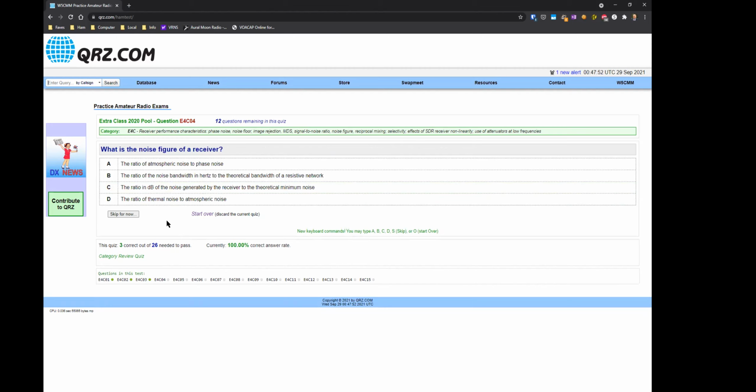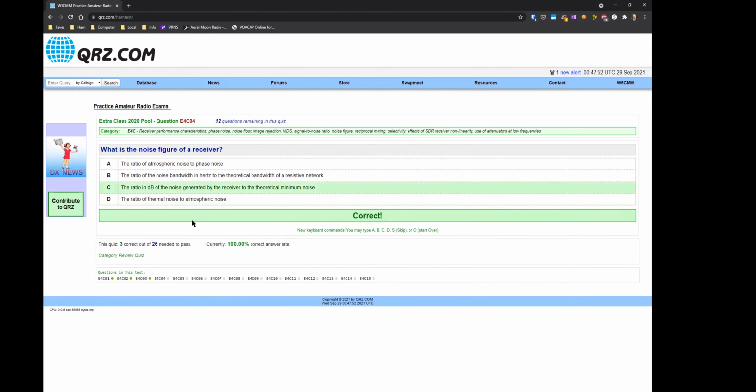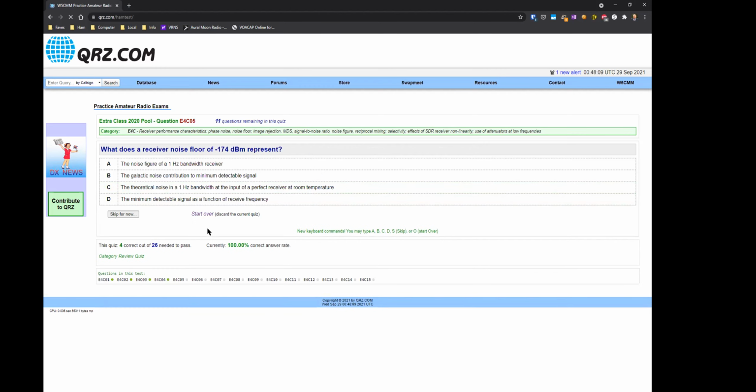What is the noise figure of a receiver? C. Yeah, that's going to be the self-generated noise.